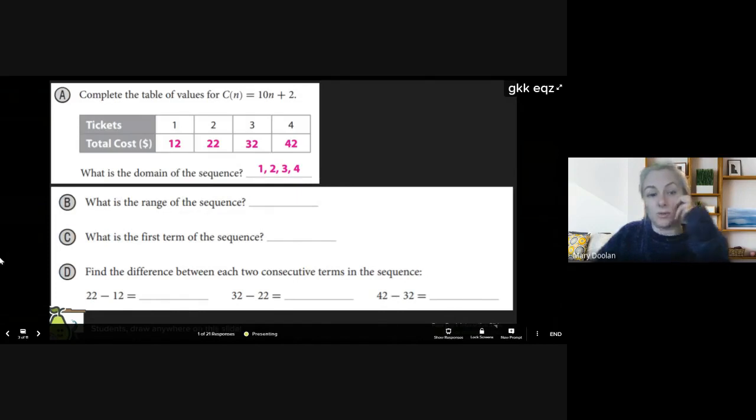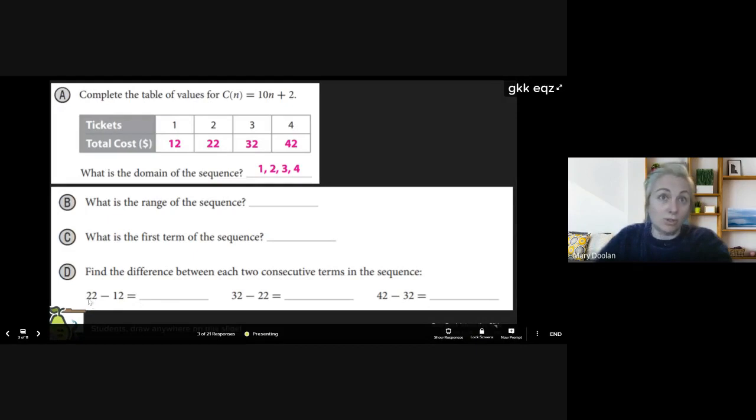So I'll give you a few minutes to work on this slide. You should be in your Pear Deck tab or your Pear Deck window, and you should be answering as much as you can. So again, this is a draw anywhere on here slide. So what is the range of the sequence? You put here. What is the first term of the sequence? You would put here. And then find the difference between each two consecutive terms in the sequence.